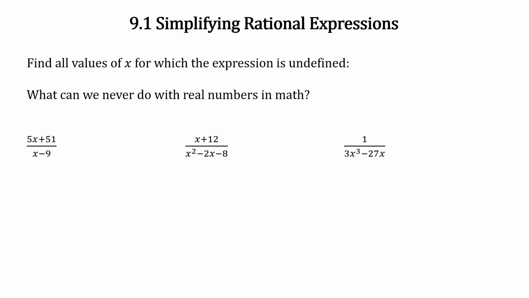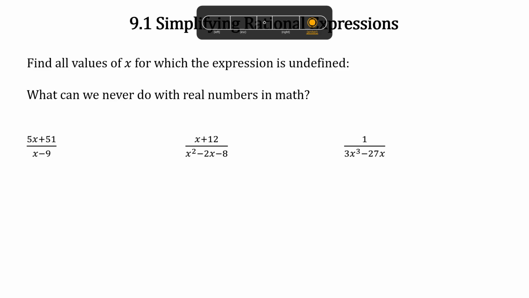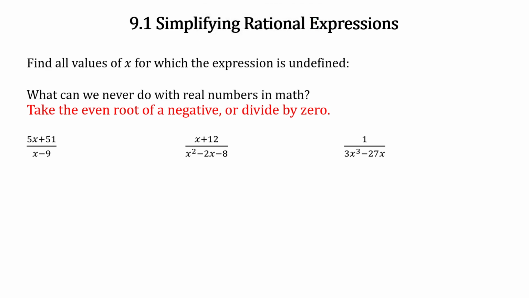What can we never do with real numbers in math? Well, we can never take the even root of a negative or divide by 0. Up until this last unit, we said take the square root of a negative, but truthfully, we can't take the 4th root of a negative, 6th root, 8th root, 20th root, 542nd root of a negative number. And also, we can't divide by 0. All we're talking about here is dividing by 0.